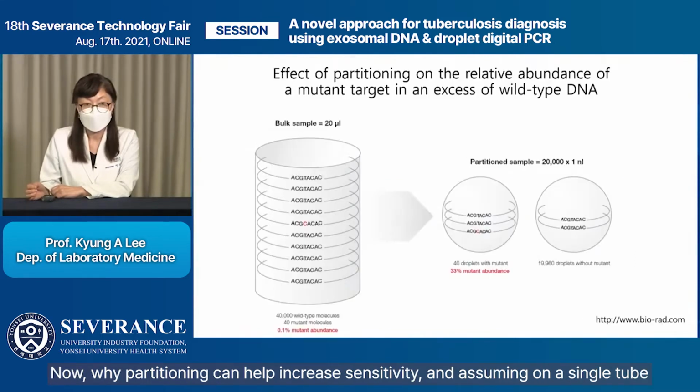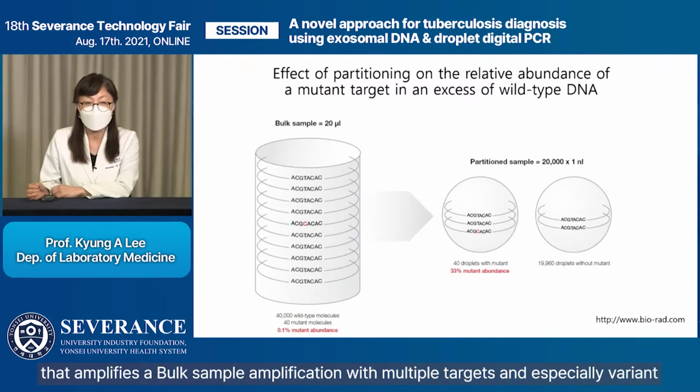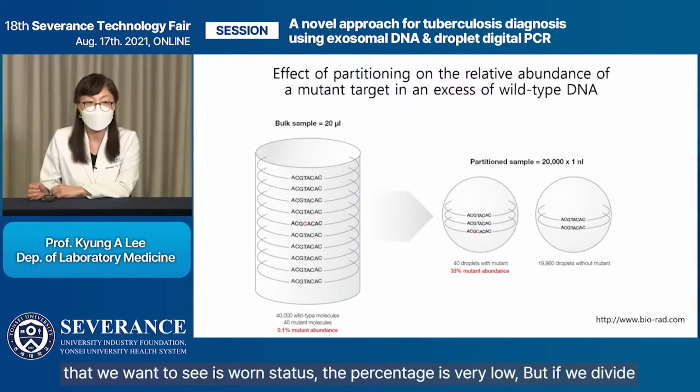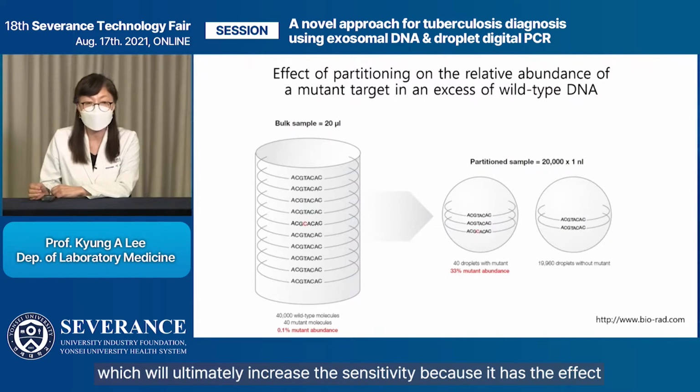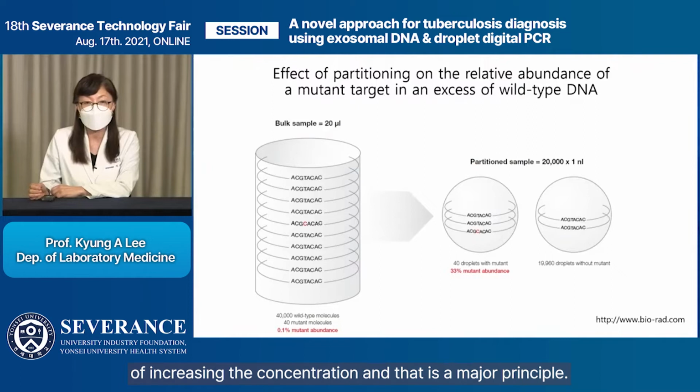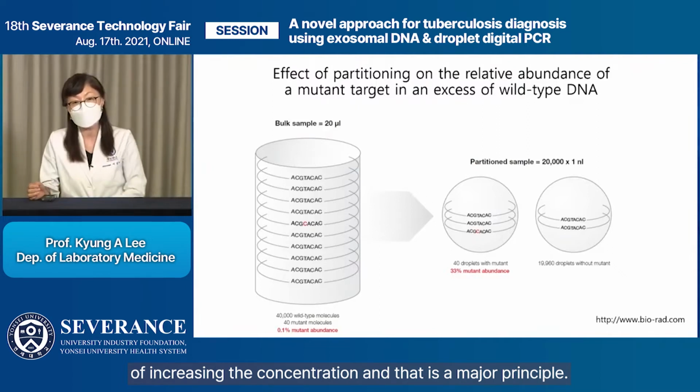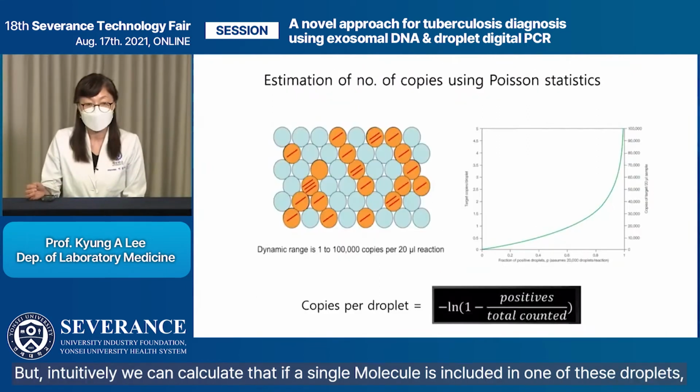Now, why can partitioning help increase sensitivity? Assume a single tube that amplifies a bulk sample with multiple targets, and especially a variant that we want to see as the mutation status, the percentage is very low. But if we divide this into small rooms, the variant target we want from each one will be enriched, which will ultimately increase the sensitivity, because it has the effect of increasing the concentration, and that is a major principle.